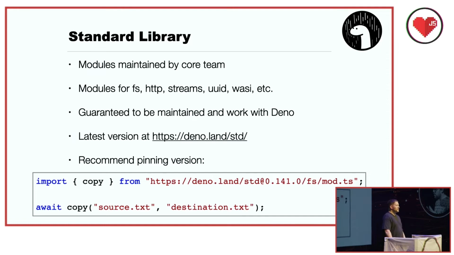So you'll see instead of deno.land/std, I've now added the @0.141.0 specifier. So this means that you're getting that specific version, and then we're importing fs and then mod.ts. And so I'm importing the copy function from there, which will let you copy files and directories around on your local machine, and then you can just use it as you would any other JavaScript code.